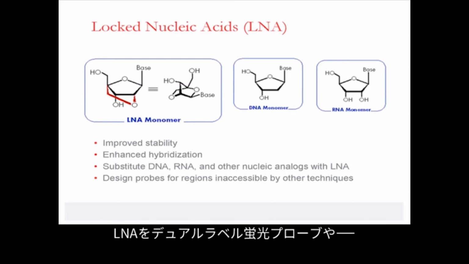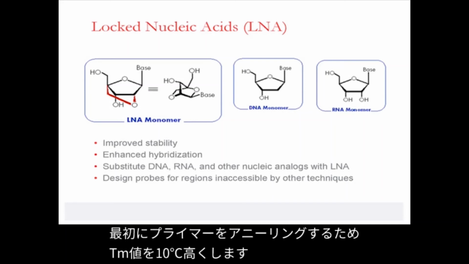There are advantages of incorporating LNA into other probes as well, such as dual label fluorescence probes, molecular beacons, and LightCyclers. Because a shorter sequence is required when incorporating the LNAs into the probes, it allows greater flexibility in the design. When designing probes for qPCR, they need to have a TM 10 degrees higher, so the primers anneal first.